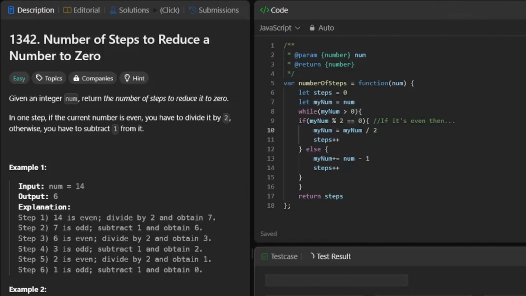Oh, Lord. Plus equals num minus 1, what? My num minus equals 1. I think, okay. Nice.